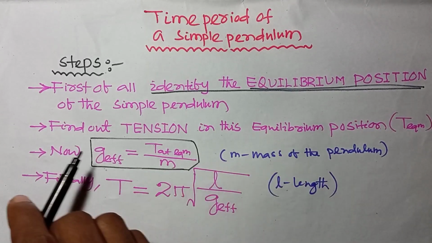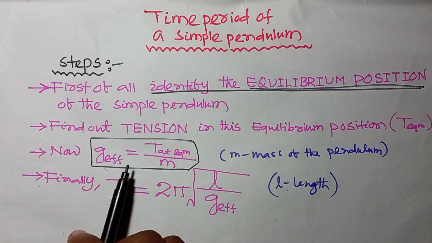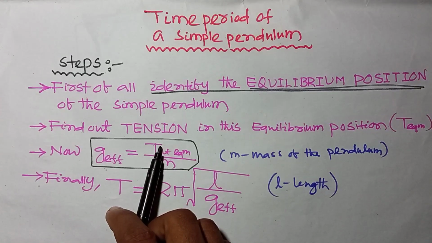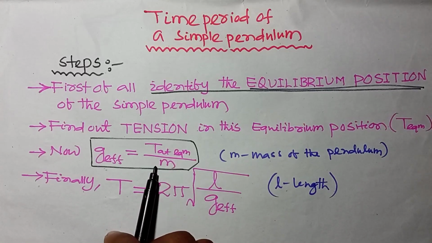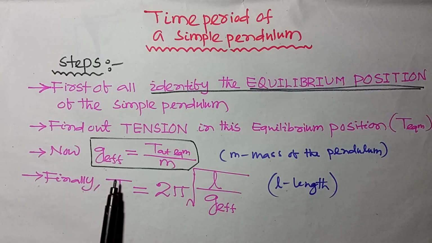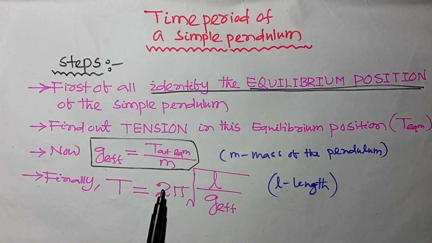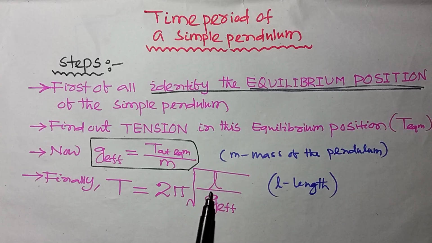Then you have to find the g effective, and g effective is nothing but the tension at equilibrium position divided by the mass of the pendulum. Then finally the time period of the simple pendulum will be 2 pi into root over of L upon g effective.